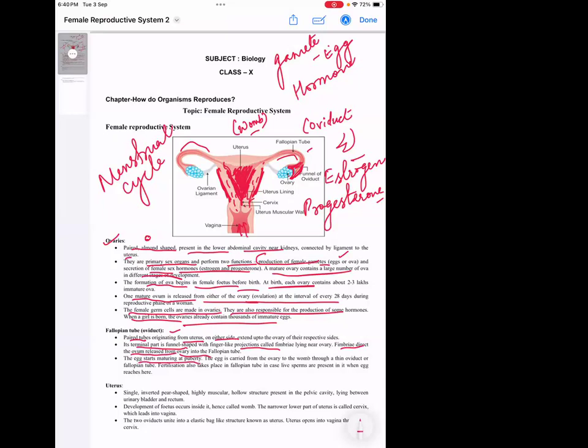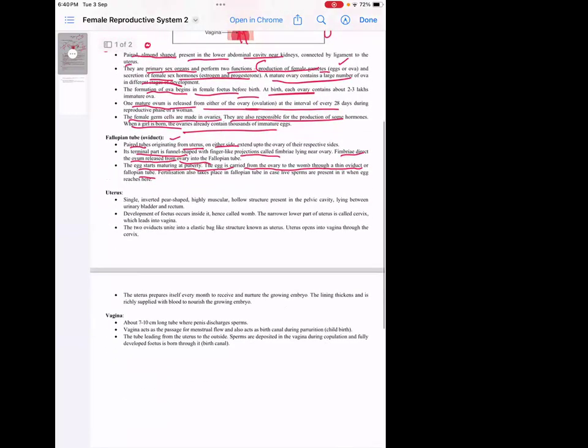Okay, so the egg starts maturing at puberty and the egg is carried from the ovary to the womb through a thin oviduct or fallopian tube. This is the place where fertilization will be done. Then the uterus is a single inverted pear-shaped, highly muscular hollow structure present in the pelvic cavity between the urinary bladder and the rectum. Development of the fetus occurs inside it and hence it is called the womb. The narrower lower part of the uterus is called the cervix, which leads into the vagina. The two oviducts unite into an elastic bag called the uterus, and the uterus opens into the vagina through the cervix.